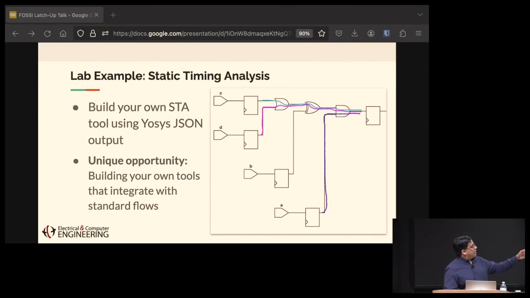We tell them, write an algorithm to find paths in the graph, find spanning paths, then measure the timing for each path, and then given the parameters we've given, calculate setup and hold violations, and discuss how you would solve them. And so every single student has built a very small, couple hundred lines of Python static timing analysis tool, and they found this also very insightful.